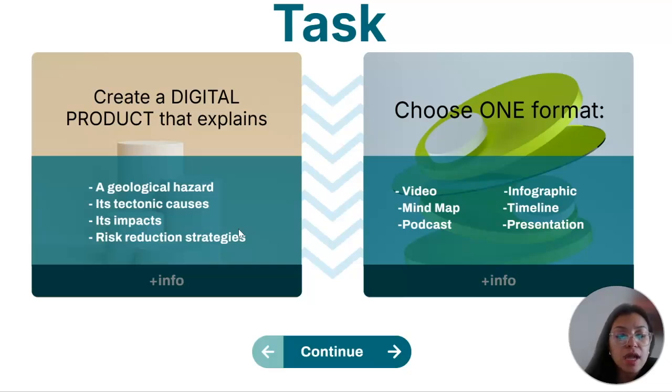The cultural dimension is addressed by comparing how different regions respond to hazards and discussing inequality. Why do similar earthquakes lead to very different outcomes in different countries? This builds empathy and global citizenship.